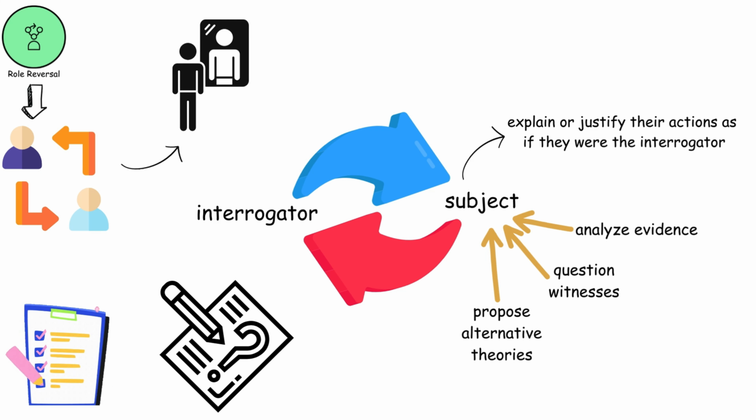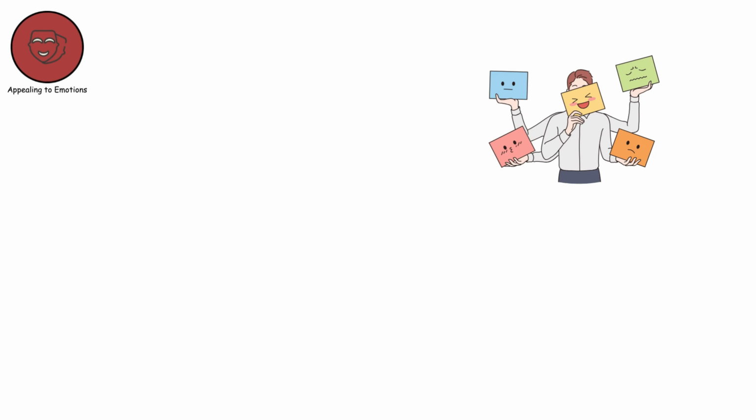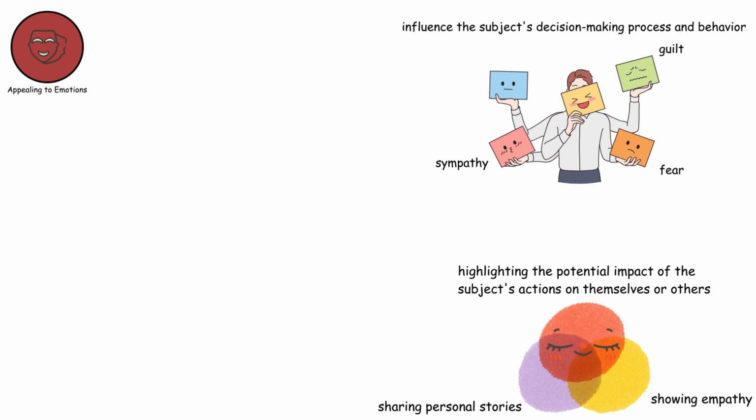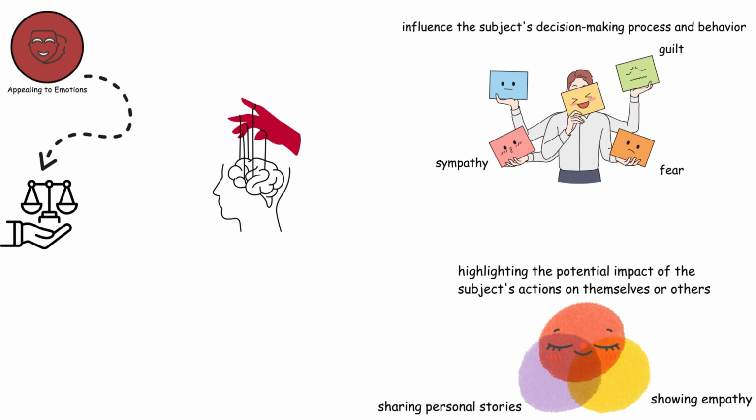Appealing to emotions. Interrogators may appeal to the subject's emotions, such as sympathy, fear, or guilt, to elicit a desired response. By evoking strong emotional reactions, interrogators can influence the subject's decision-making process and behavior. Appeals to emotions may involve sharing personal stories, showing empathy, or highlighting the potential impact of the subject's actions on themselves or others. However, it's essential to use emotional appeals ethically and responsibly, as manipulation or coercion can lead to unreliable or involuntary statements.